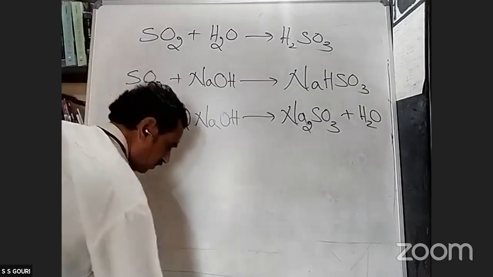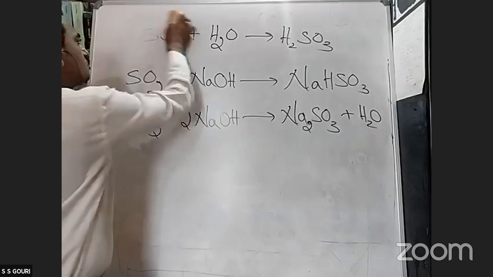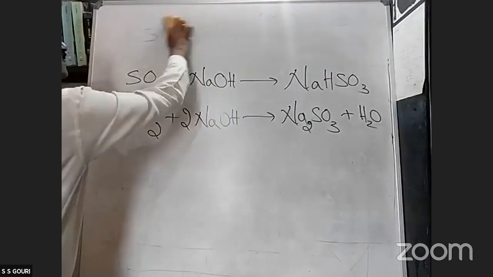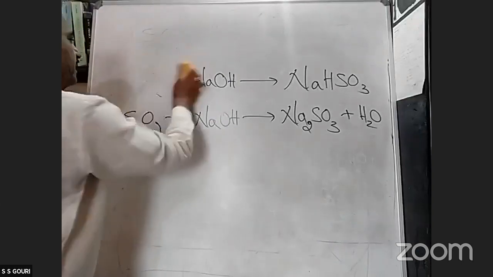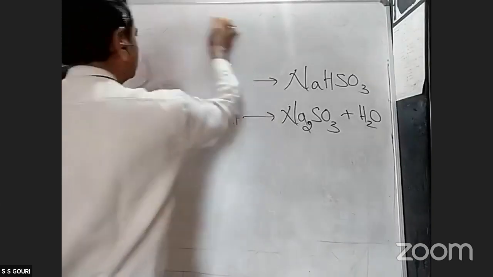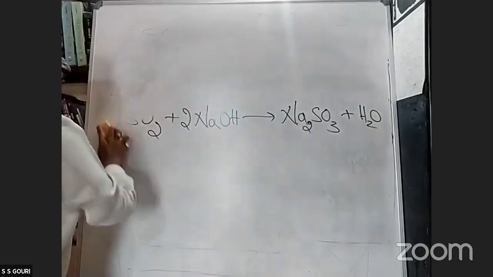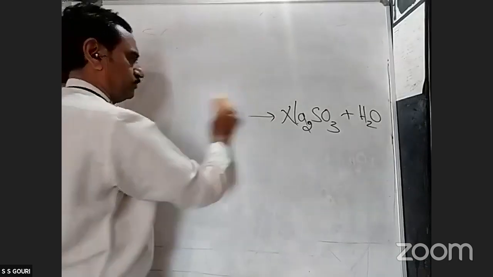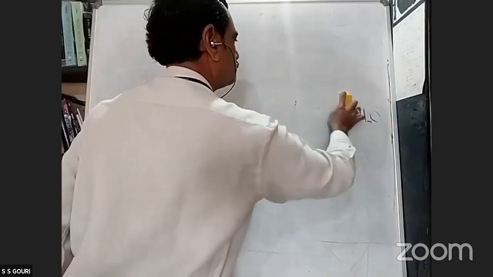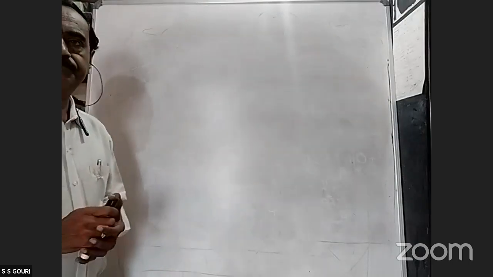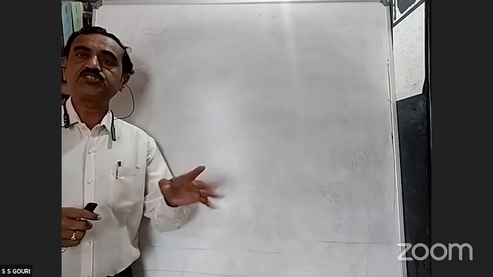Now, some more reactions. Addition reactions of SO2. What are addition reactions? In first year organic chemistry you came across 3 types of reactions. What are the usual 3 types of organic reactions? Addition reactions, elimination reaction and substitution reaction.